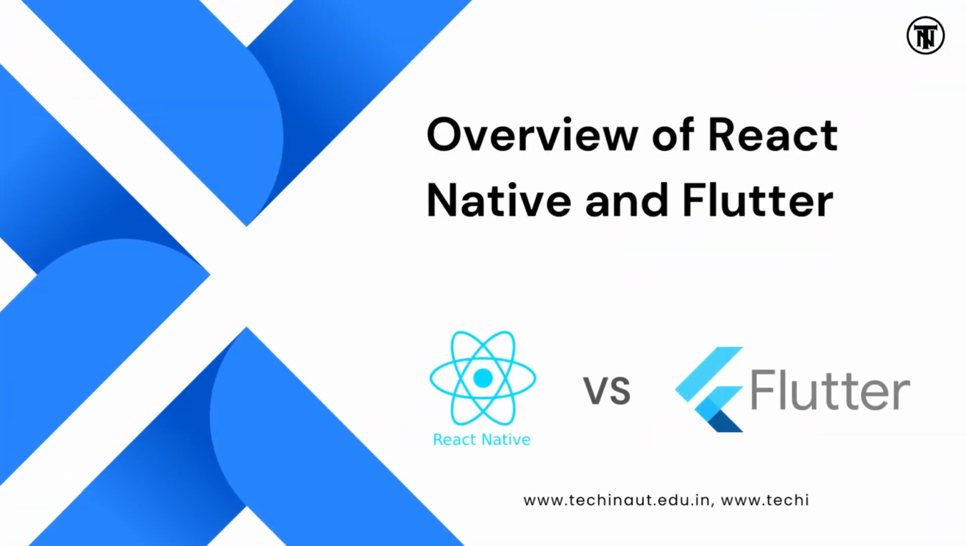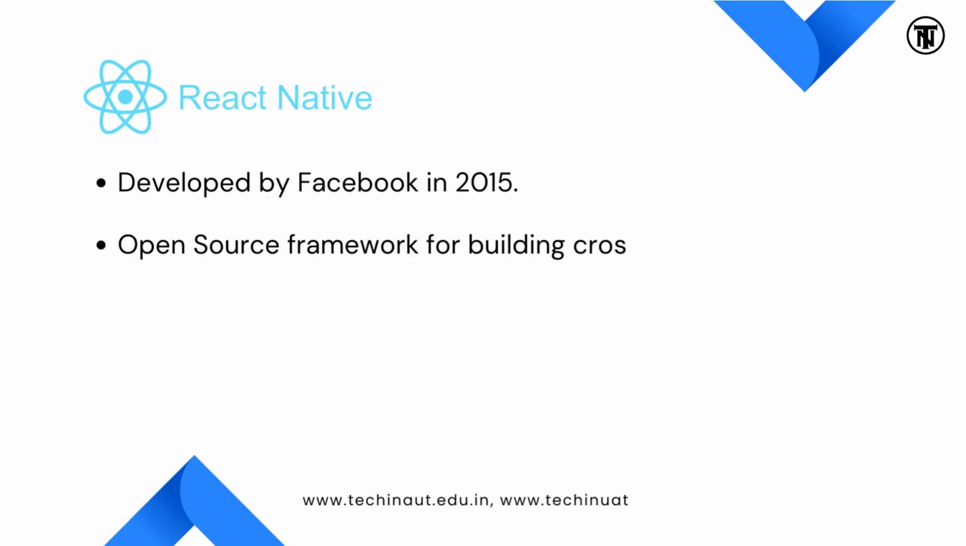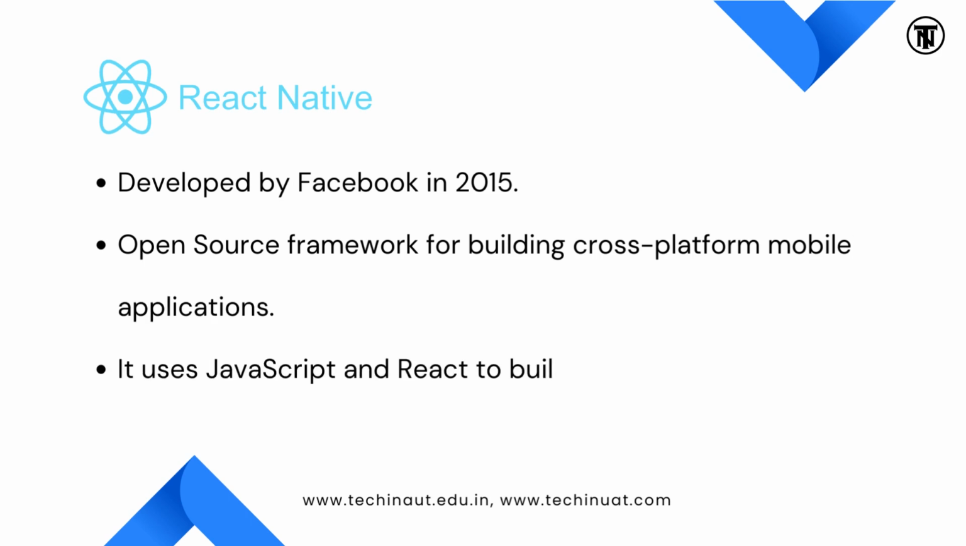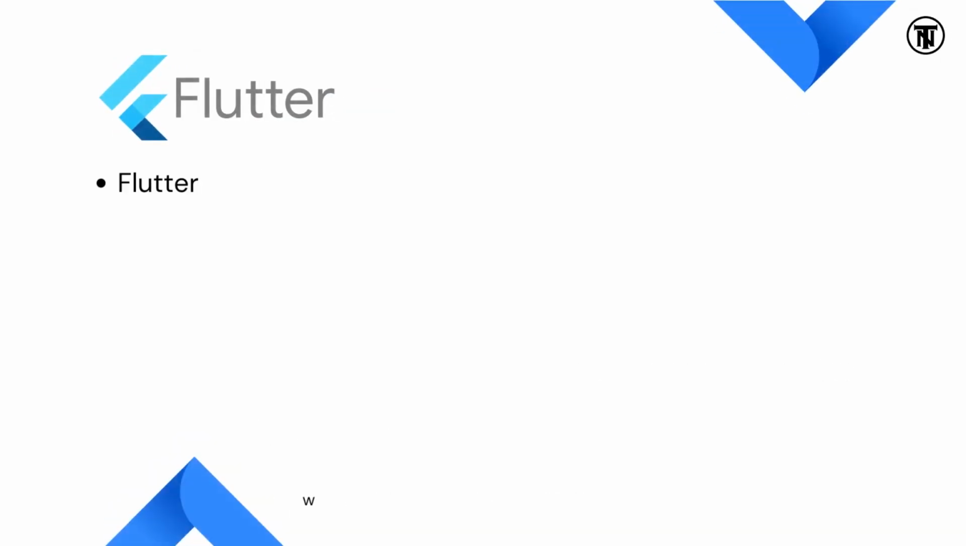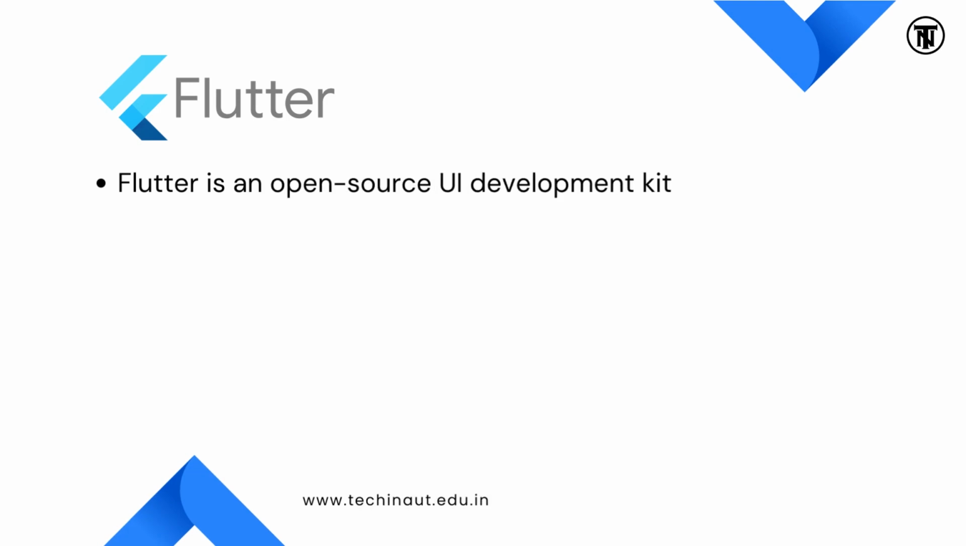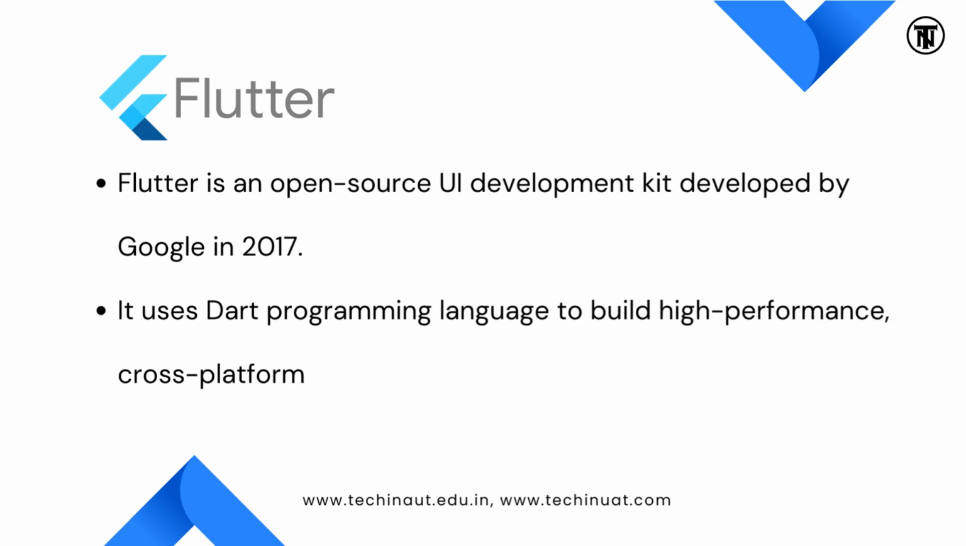Overview of React Native and Flutter. React Native was developed by Facebook in 2015 and is an open-source framework for building cross-platform mobile applications. It uses JavaScript and React to build native applications for Android, iOS, and web platforms. Flutter is an open-source UI development kit developed by Google in 2017. It uses Dart programming language to build high-performance, cross-platform mobile applications for Android and iOS.